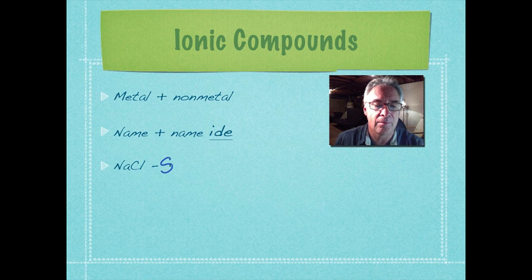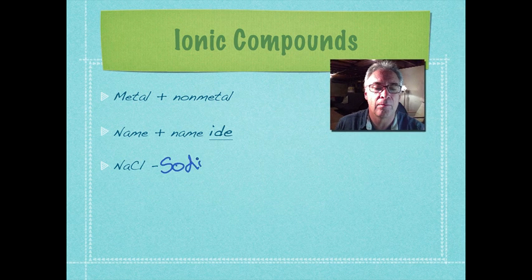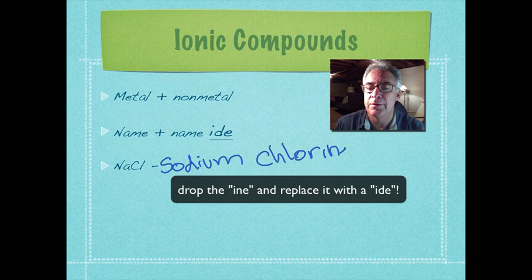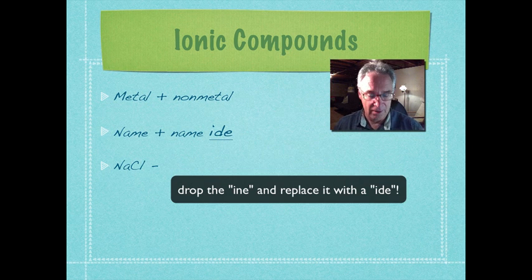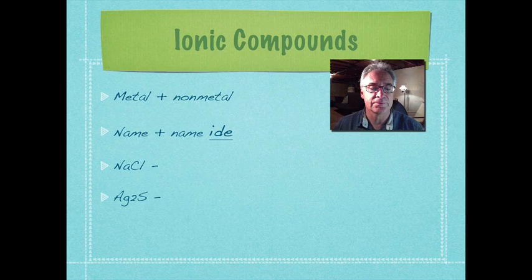sodium chlorine. But because it's an ionic compound, we drop the ine and add the ide. It's chloride now, sodium chloride. So let's look at the next one.